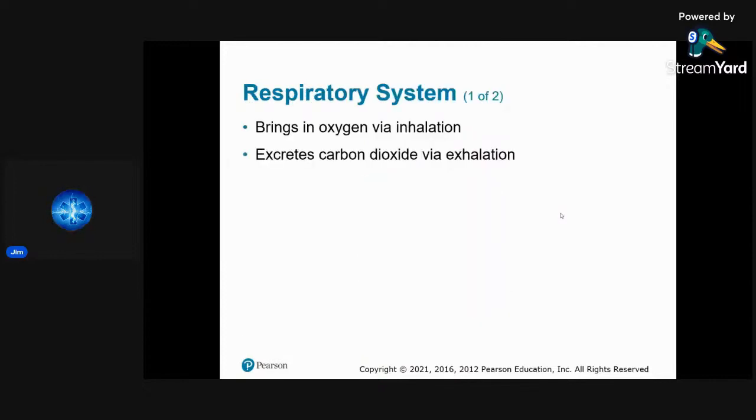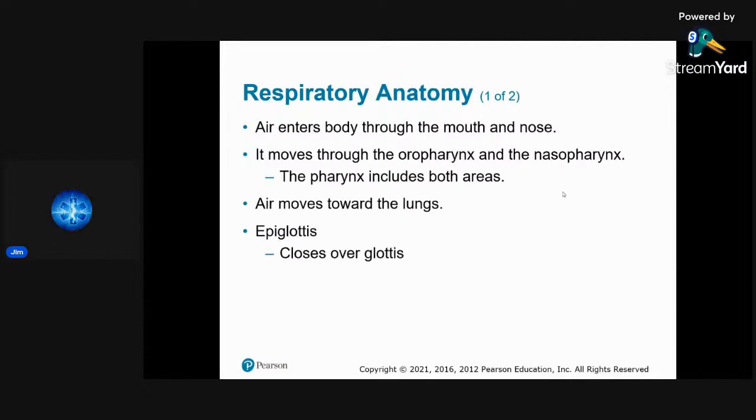Respiratory system. It brings in the oxygen via inhalation, and excretes carbon dioxide via exhalation, right? We breathe in, we inhale, we breathe out, we exhale. Air enters the body through the mouth or nose. These are called oropharynx or nasopharynx. Then it goes into the pharynx, which is the back of the throat pretty much. Air moves towards the lung.